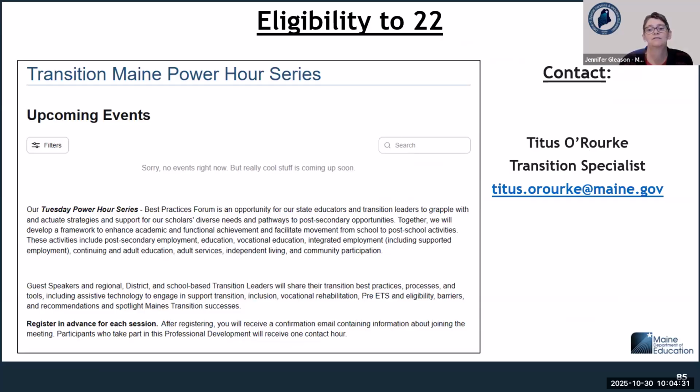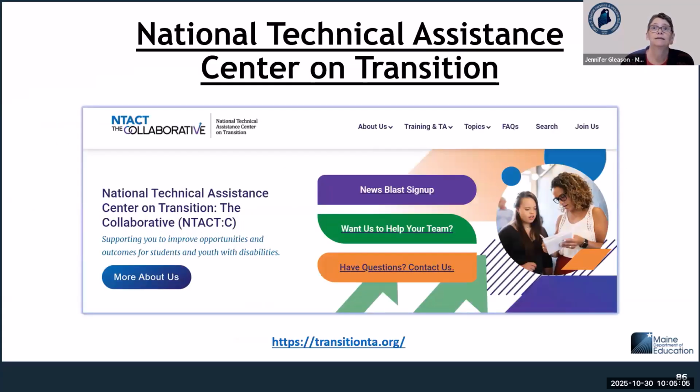This is Titus. If you have not talked to Titus, talk to Titus. Go to her power hours. I think they're on Tuesdays at 3. You can find them on the DOE calendar, which we have a link to in a little bit. She is so passionate about all things post-secondary transition, and she is a wealth of information, and she will help you with whatever you want help with. So talk to Titus.